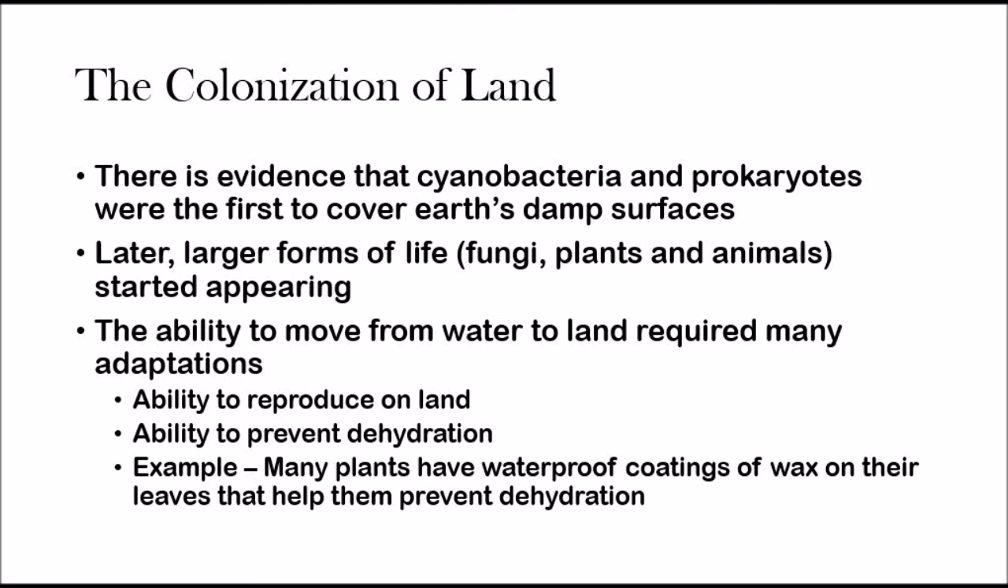The ability to move to land, you might be thinking, why did organisms just not get on land and start living there? It's actually harder for organisms at the time to live on land than it was in water because of these 3 reasons. They had to be able to reproduce on land. They had to be able to prevent dehydration, losing water. Sorry, those are just 2 points. For example, many plants have waterproof coatings of wax on their leaves that help them prevent dehydration. Okay, but the living organisms of the time did not have that, so it took a very long time for these organisms to colonize on land.